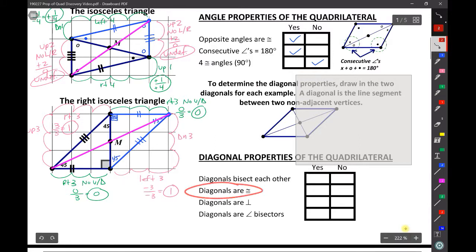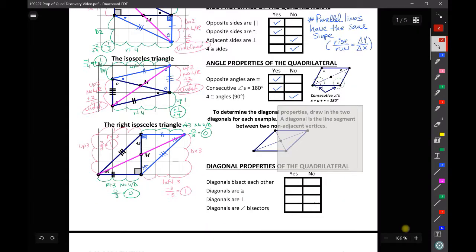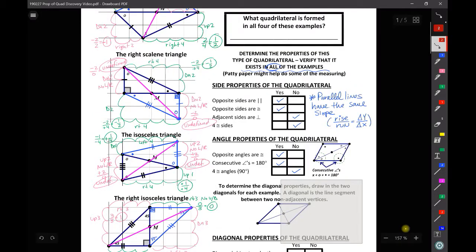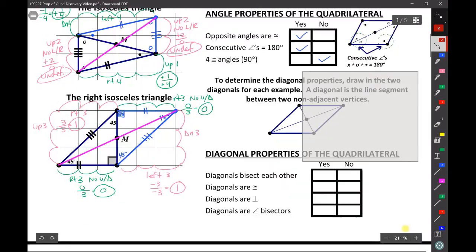Are the diagonals themselves congruent? With that, you would want to take your patty paper and measure this whole diagonal here. Is that congruent to this whole diagonal here? Now, obviously, some of these are going to be very easy to see. Like, it's very clear that this line is way longer than this line right here. So in that case, we can say no, the diagonals are not congruent. But again, remember that with all of these, you've got to check all four examples to see, does it apply here? Does it apply here? Does it apply here? Does it apply here? So you're going to be checking those for all of those.